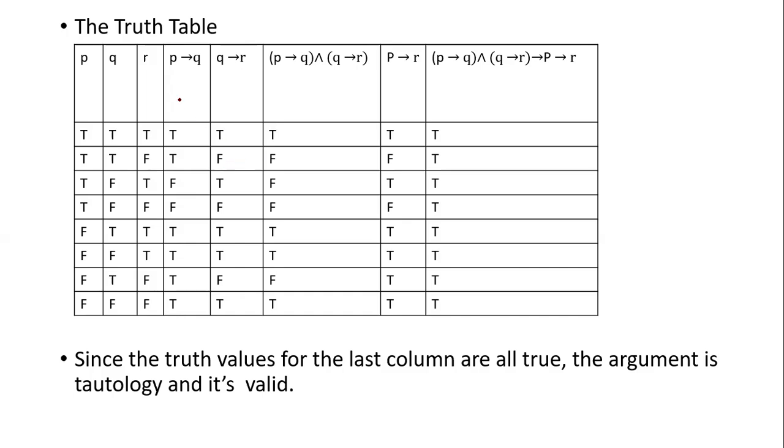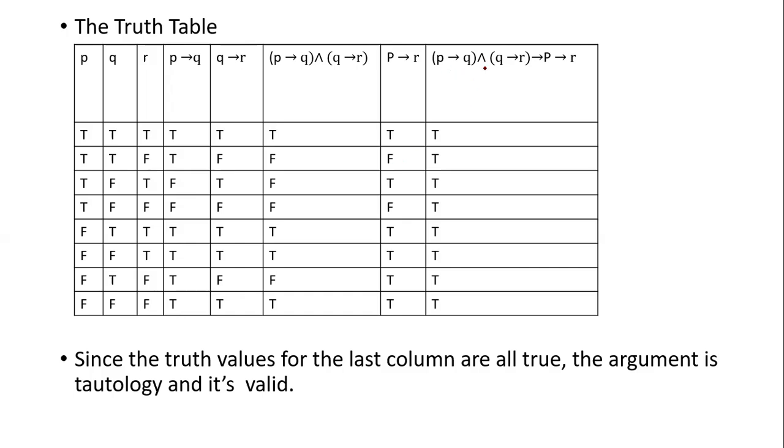Now when one of them is false, if P implies Q and Q implies R, one of them is false, then it's false. So here also false. Then we can move on to P implies R. What is P? P is true. What is R? R is also false, so that will also be false.